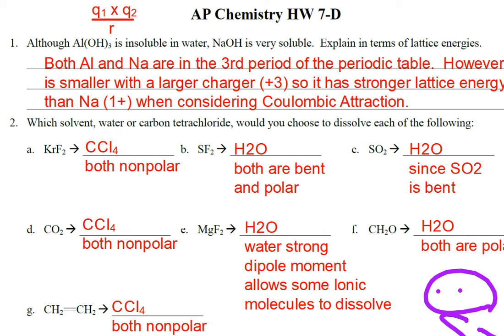It's a trigonal planar bent. Trigonal planar, because it's in 1, 2, 3 directions. But it's actually bent because it's got that pair of electrons instead of bonds. So it's trigonal planar bent, and that means it will dissolve better in the water since water is also bent and it's got a dipole.